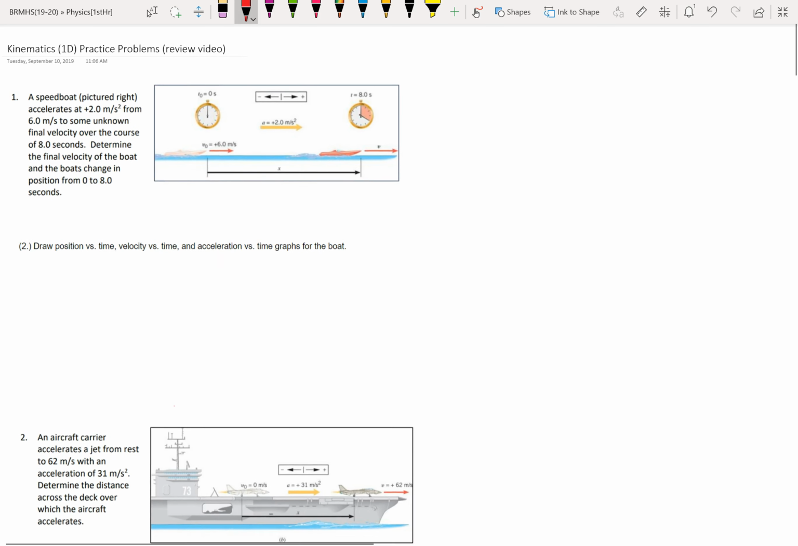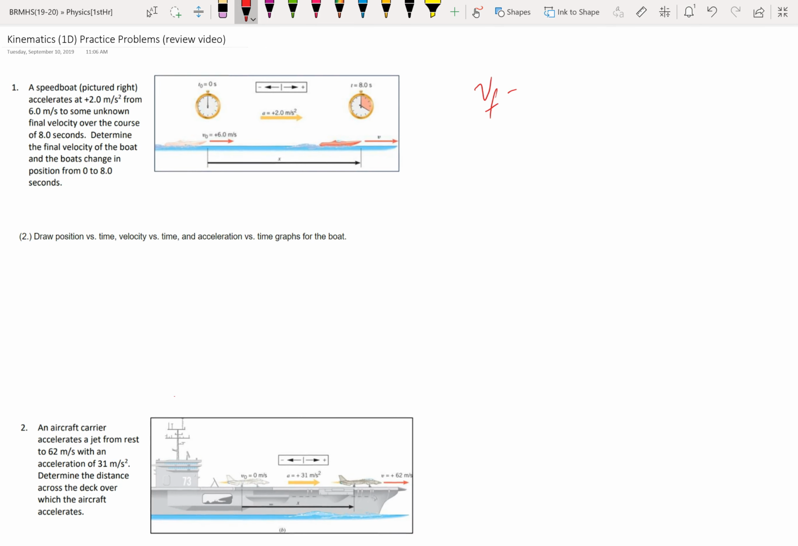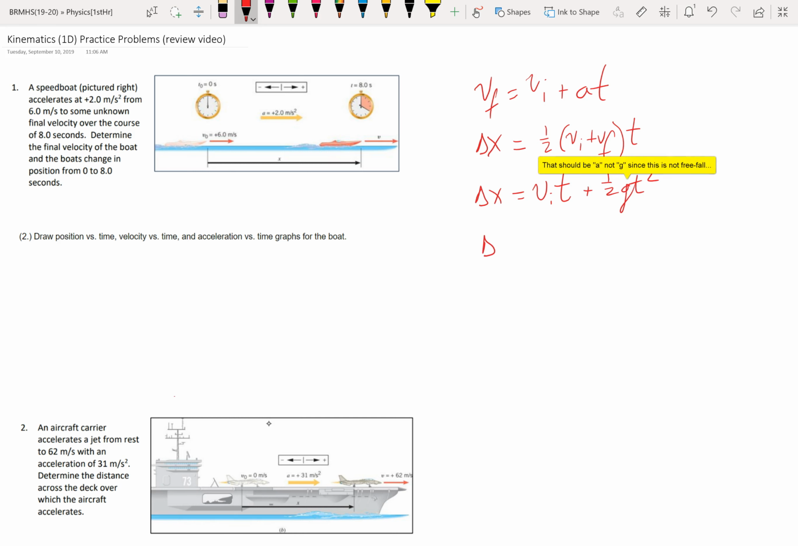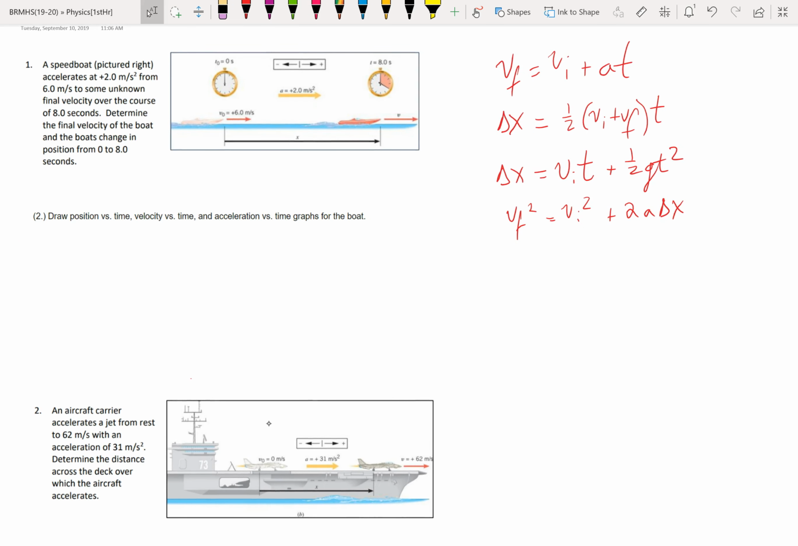Anyway, we had derived kinematic equations that are these guys: v final equals v initial plus acceleration times time. That was from our slope. Delta x, displacement, is 1/2 times v initial plus v final, times time. That came from the area under the curve for the velocity time graph. And then we've got these other guys that we also derived. There's delta x, and our last one is v final squared equals v initial squared plus 2a delta x.